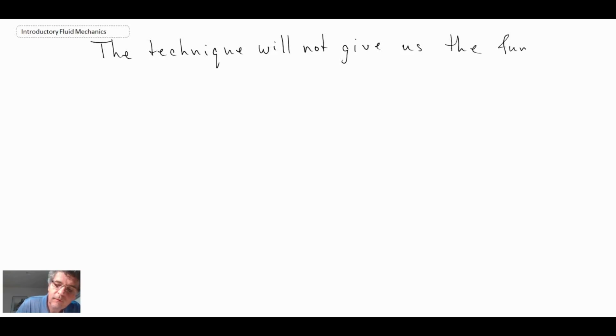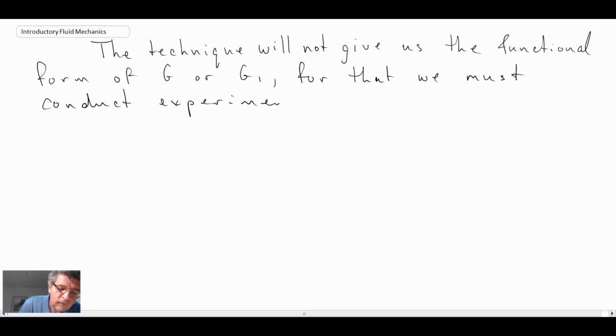Now, one thing to note about the Buckingham pi technique, it will not tell us the functional relationship. In order to get that, we need to conduct experiments. So when we have these non-dimensional pi groups, we will not know the relationship. We need to get their relationship from experiments.